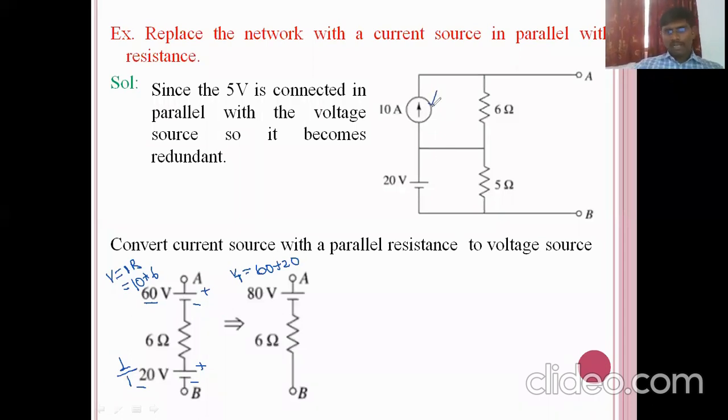Here, the 10 amp source is driving current in the upward direction. Therefore, the equivalent converted source must also drive current in the upward direction. In this way, you have to choose the direction of the converted source. So the total voltage VT is equal to 60 plus 20, which is 80 volts, in series with 6 ohm. But our task is to calculate the current source in parallel with the resistance. So for that, you convert it into an equivalent current source.